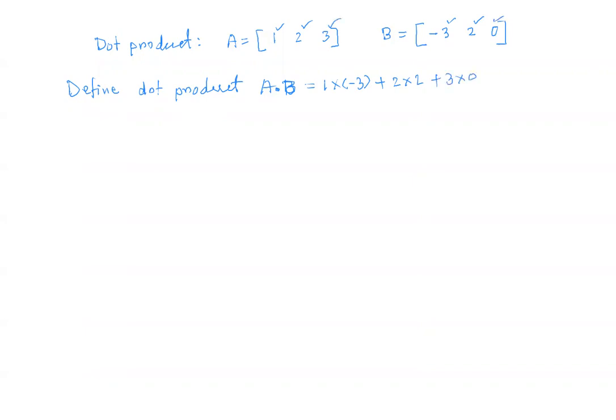So that is going to give you 1 times -3 is -3, 2 times 2 is 4, plus 0, equal to 1. So the dot product of A and B is 1. Similarly, I could do other dot products.